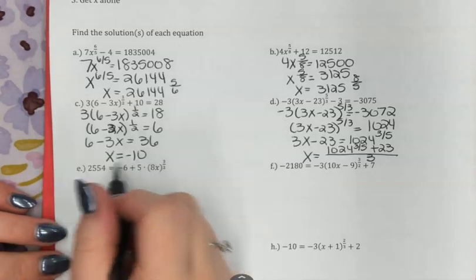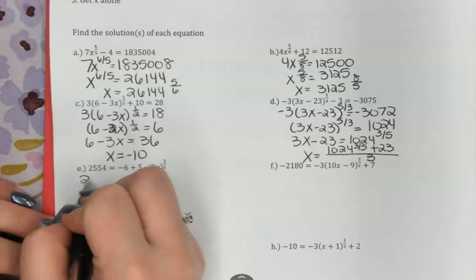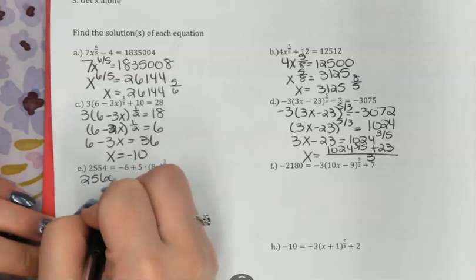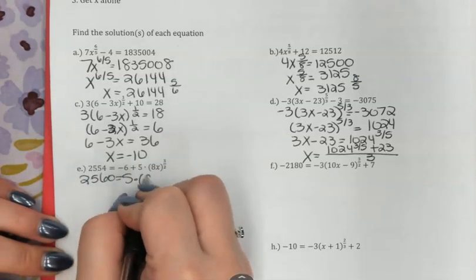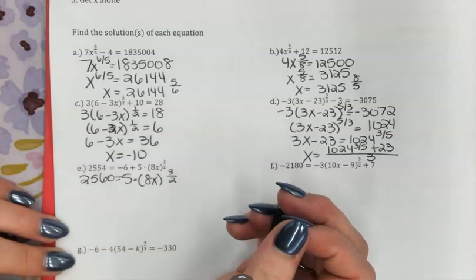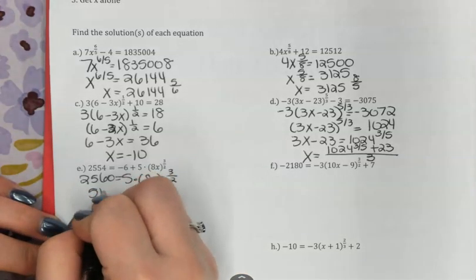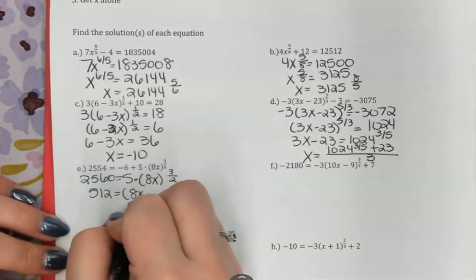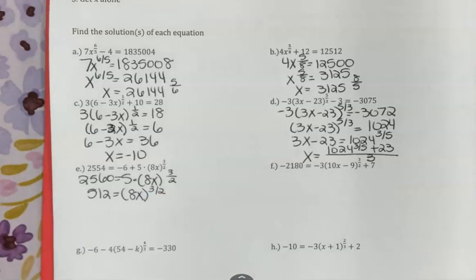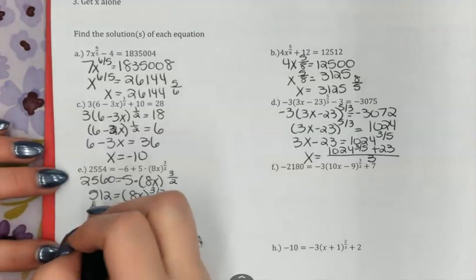Moving on to E, this is what I want to get by itself. So first I'm going to add 6. So 2,560 is equal to this. Then I'm going to divide by 5. So this is going to give me 512 is equal to 8x to the 3/2 power. So I can raise both sides now to the 3/2.